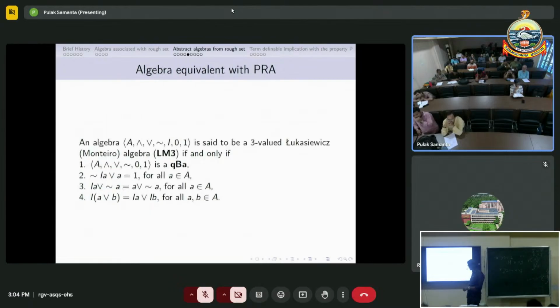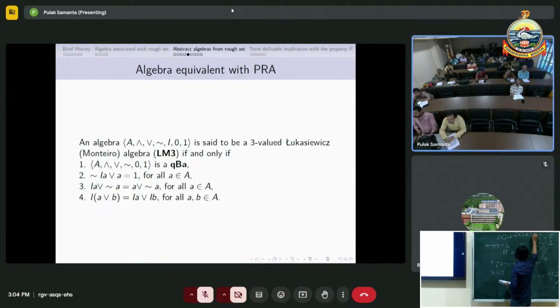Next, another algebra which is equivalent to this Pilaf algebra can also be extracted from this rough set model. Here I have mentioned that if we change this union or intersection like this, all these are non-Boolean, so that structure is non-Boolean.